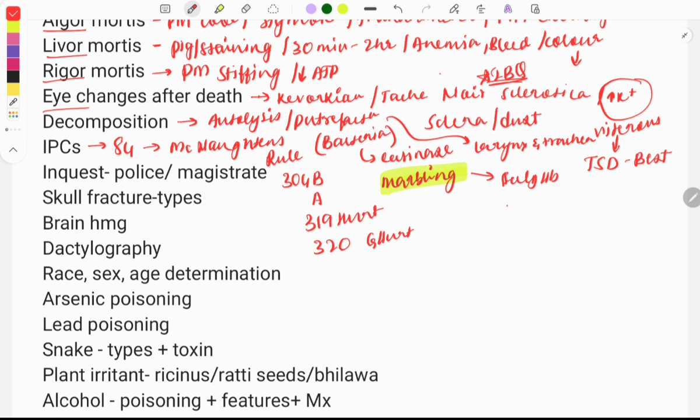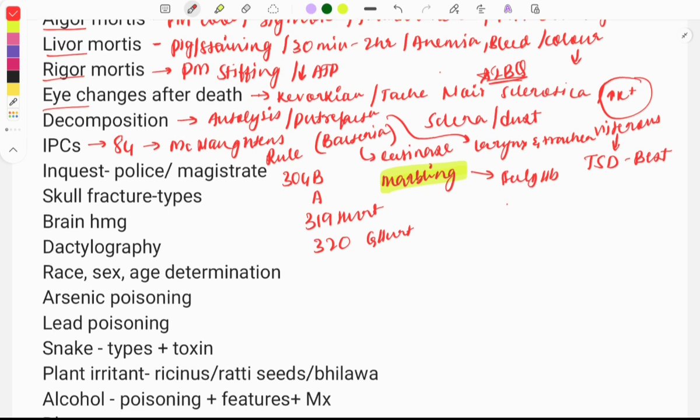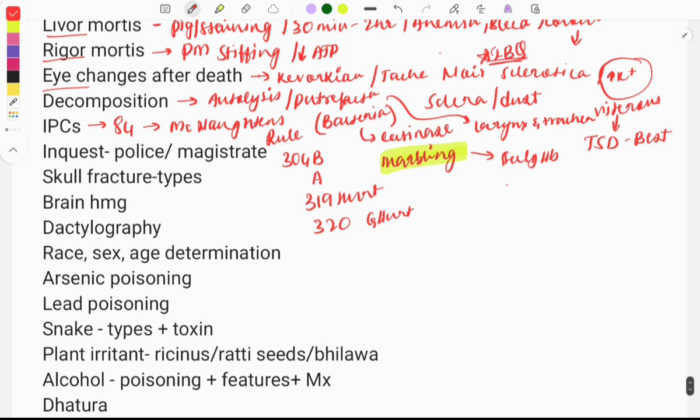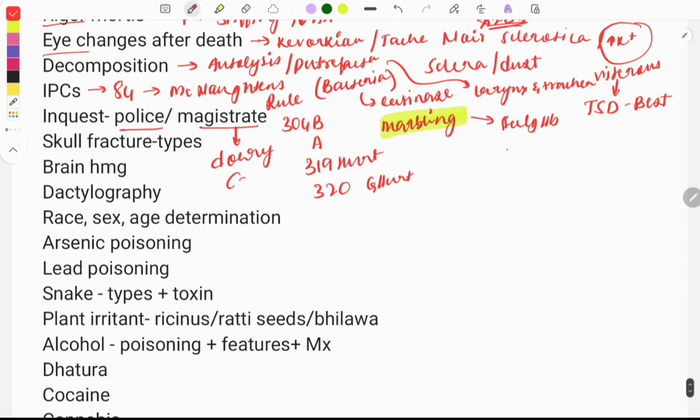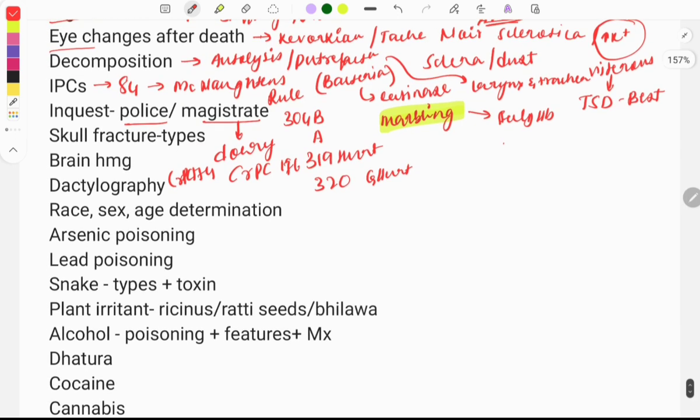As there are a lot of IPCs, I cannot cover them in this, so I will be posting a video based on the IPCs which you need to remember. Okay. Then moving on to the inquest. In India, there are two types of inquest, the police inquest and the magistrate. So you need to know which kind of inquest is done by the police and the magistrate. Like, if there is dowry death, then the magistrate will do the inquest. And in case of a custodial death, also the magistrate will do it. And you also need to remember the CrPC number for this. Like, for the magistrate, it is 176, and for the police, it is 174 CrPC. Okay. So these are certain points which you need to see for the inquest.